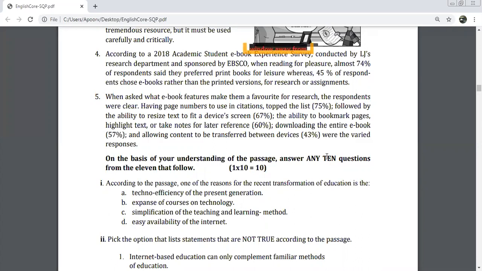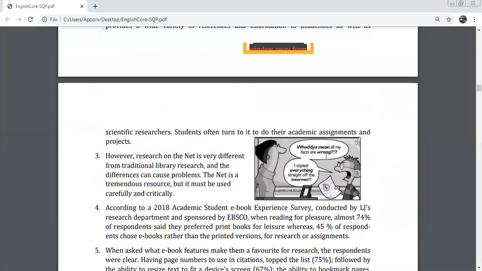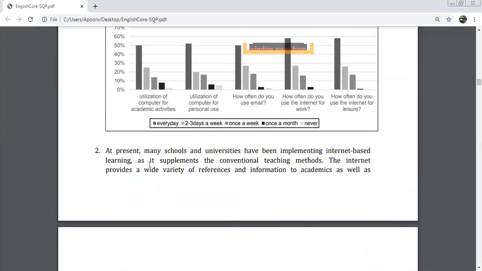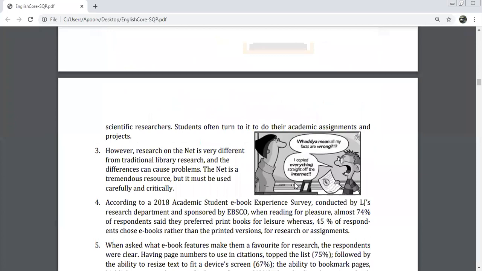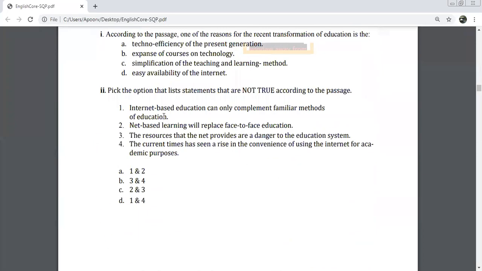Any other answers coming up apart from this? Easy availability of the internet? Any difference in opinions here? No. All of you agree with this answer? See, beta, if you see over here, the internet provides a wide variety of references and information. Can you see this? We've got this answer. Let's move on to the second one now.